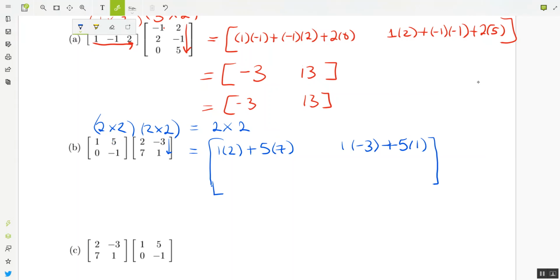All right, now let's go down this second row and then first column to make the entry in the second row first column. So 0 times 2 plus -1 times 7. And then over here I'm going to do 2, 2. So 0 times -3 plus -1 times 7. I am going to run out of space. So let's make sure I write this not crazy.